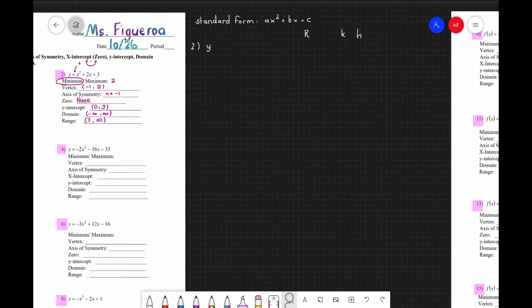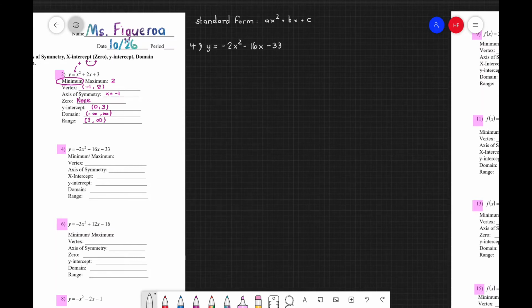Delete that. So now I'm on number 3. Oh, sorry, number 4. We're only doing the right side of this page. So y equals -2x squared minus 16x minus 33.